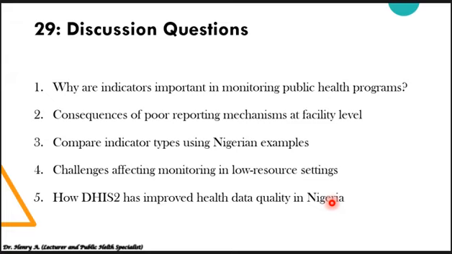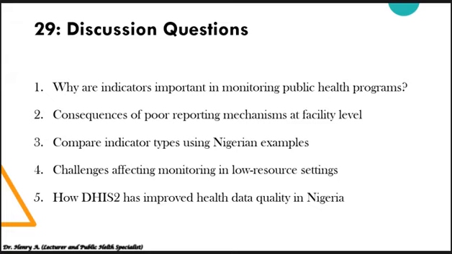Therefore, without those indicators, monitoring cannot objectively assess performance or guide improvements. So these indicators are key. They help you know what is working and what is not working, and with this data, you can assess performance and guide improvement, because without indicators, none of this would be possible.